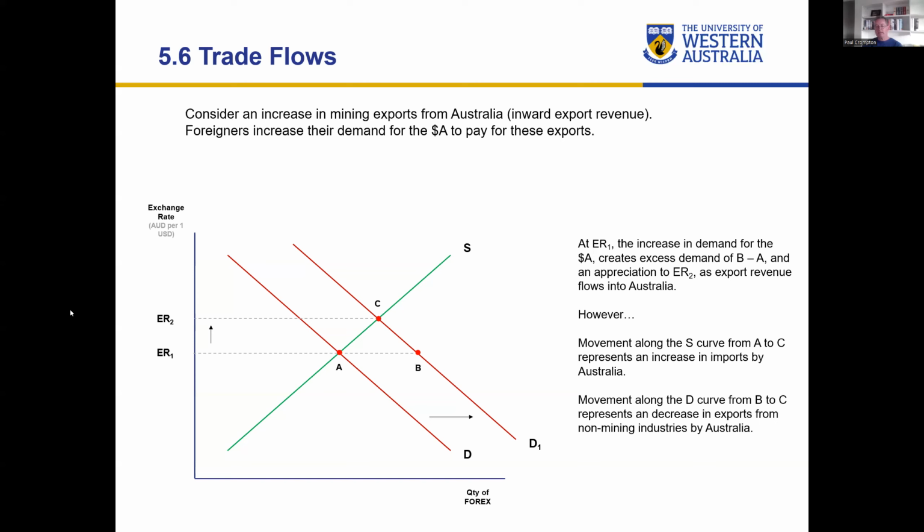So what will happen is the mining boom will shift the demand curve for the Australian dollar to the right. That creates excess demand between A and B. The exchange rate goes up. As the exchange rate goes up, in terms of the demand side of this model, foreigners demand fewer units of the Australian dollar because they're cutting back their purchases of Australian exports because the exchange rate's now higher. So the mining industry benefits. The demand for mining exports has gone up. But as the exchange rate goes up, other export industries from Australia tend to suffer.